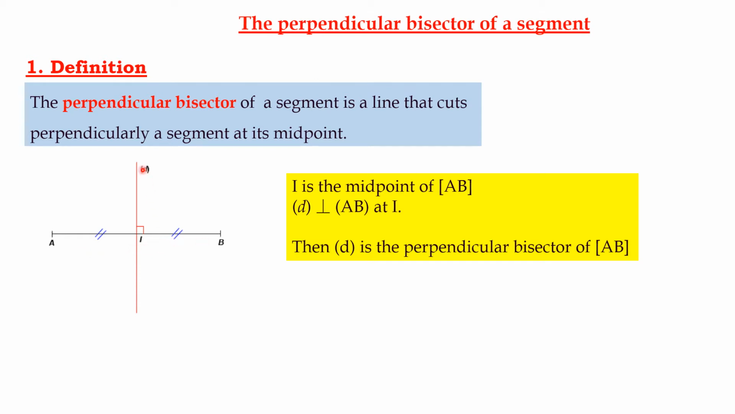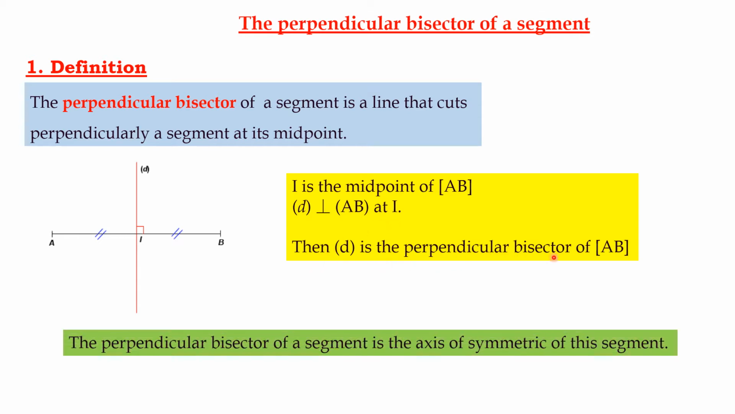Then D is perpendicular to the segment AB passing through its midpoint I. Then D is the perpendicular bisector of AB. That's right. I is the midpoint of AB. D is perpendicular to AB at its midpoint I. Then D is the perpendicular bisector of segment AB. The perpendicular bisector of a segment is the axis of symmetry of this segment.